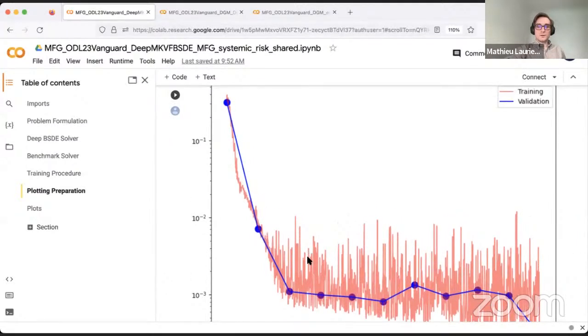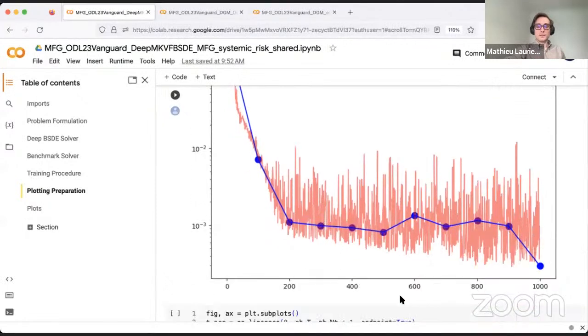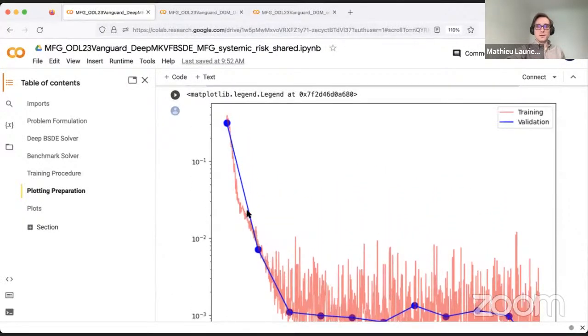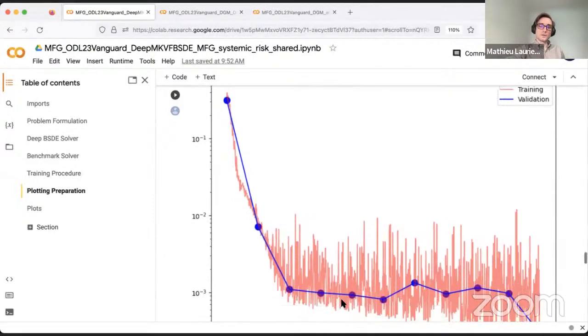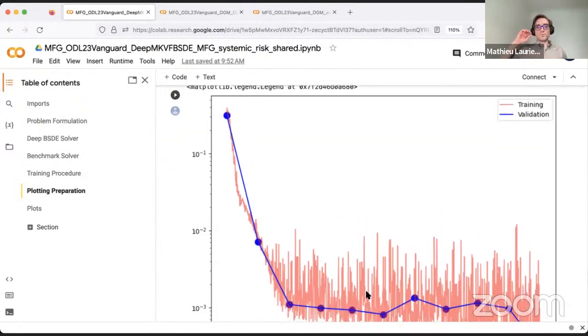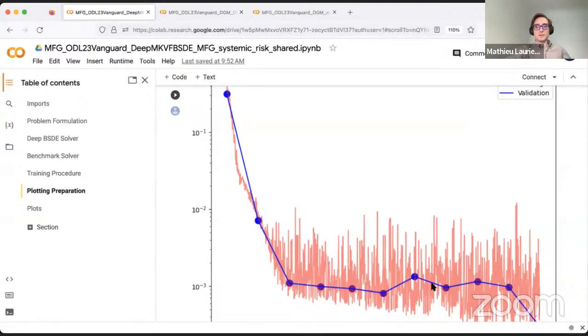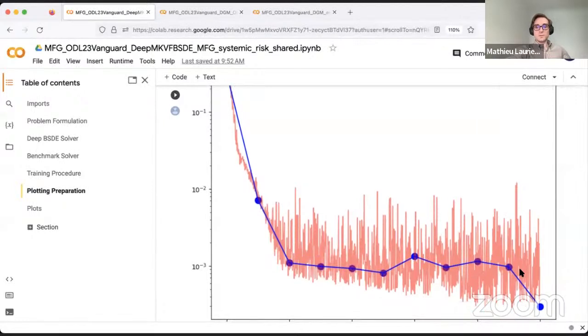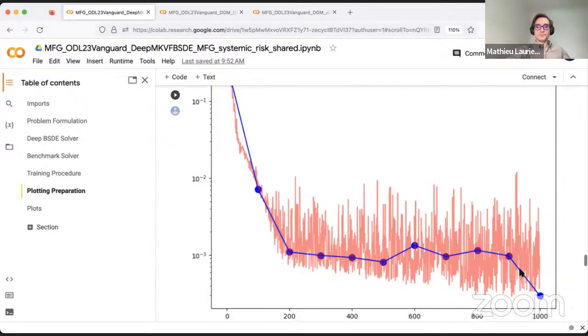the training loss in red. So the x-axis is the iterations, and in blue you see the validation loss or the testing loss. So every, I don't know, 100 iterations, we take a batch of random points, so x0 and the increments of the Brownian motions that have not been seen during training, and we evaluate the current neural network, and we compute the loss. And you see that it decreases, even sometimes below the training loss.